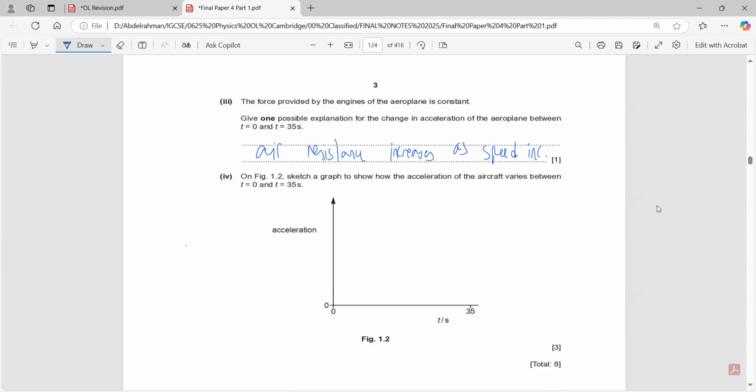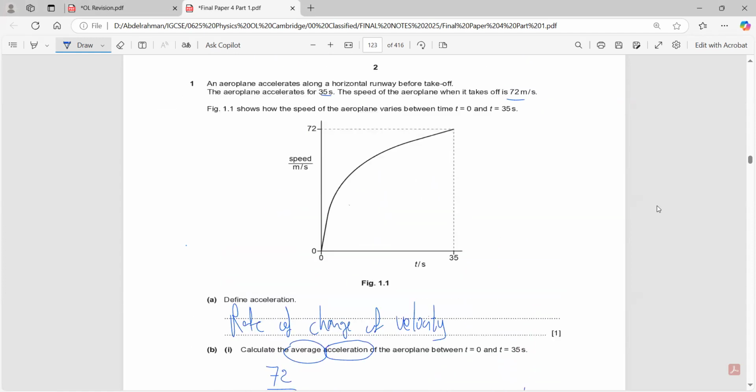On figure 1.2, sketch a graph to show how the acceleration of the aircraft varies between 0 and 35. What is happening to the acceleration? It is decreasing, right? It is decreasing. So as the speed increases, the acceleration decreases. That's it. That's all you need to say. I would rather say decreasing acceleration.